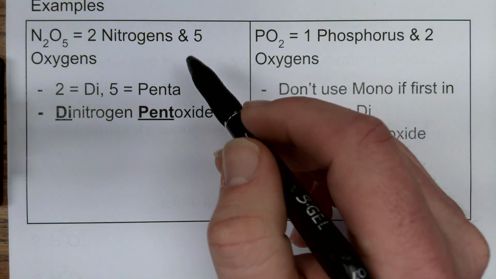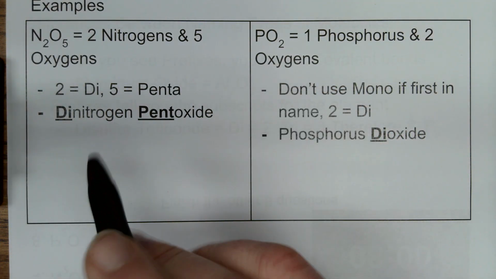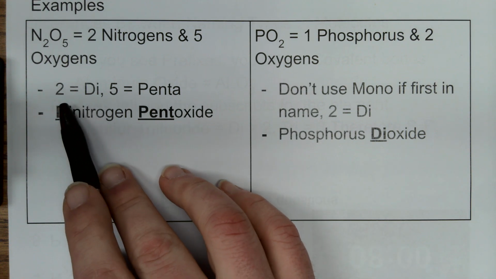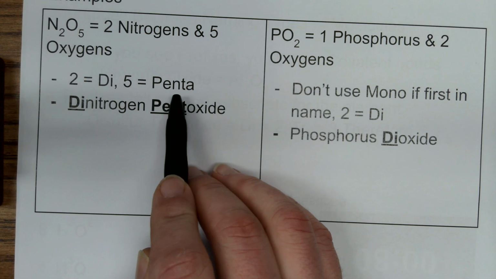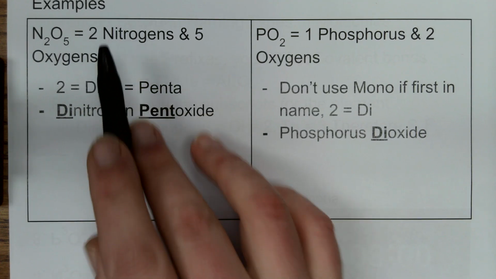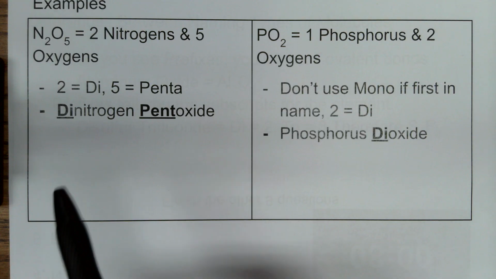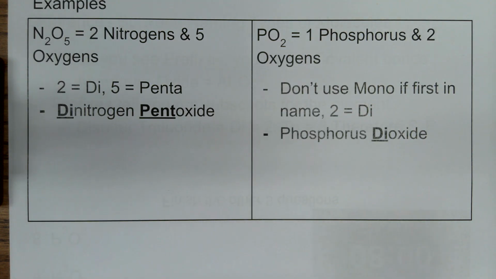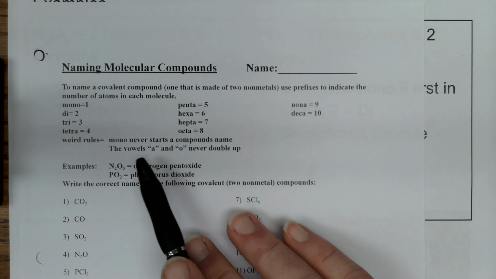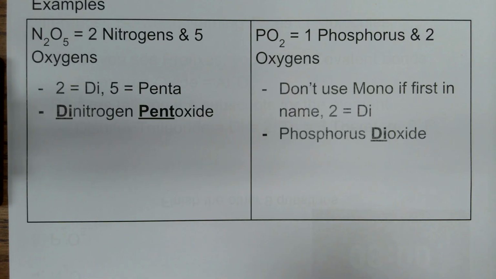N2O5, so I have 2 nitrogens and 5 oxygens. 2 is di, 5 is penta. So dinitrogen pentoxide. Now there is a real weird rule that the vowels A or O never double up. So it's not going to be pentaoxide, it's going to be pentoxide.